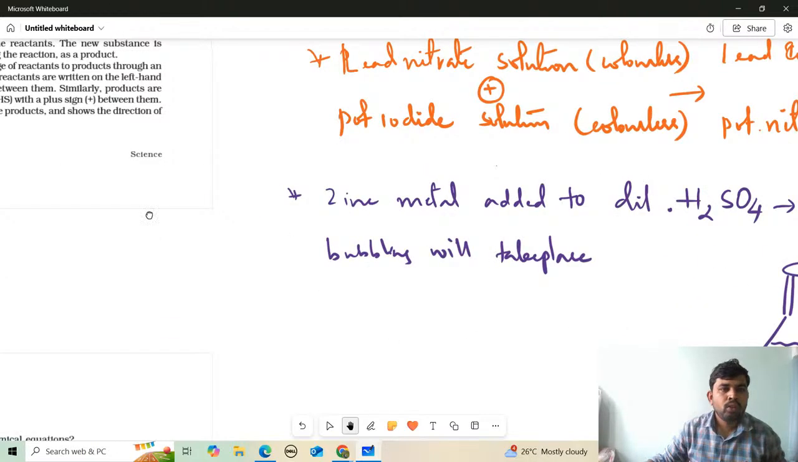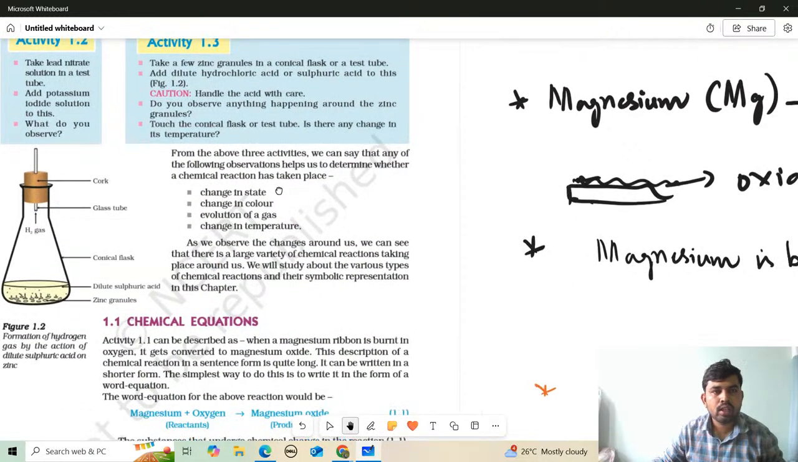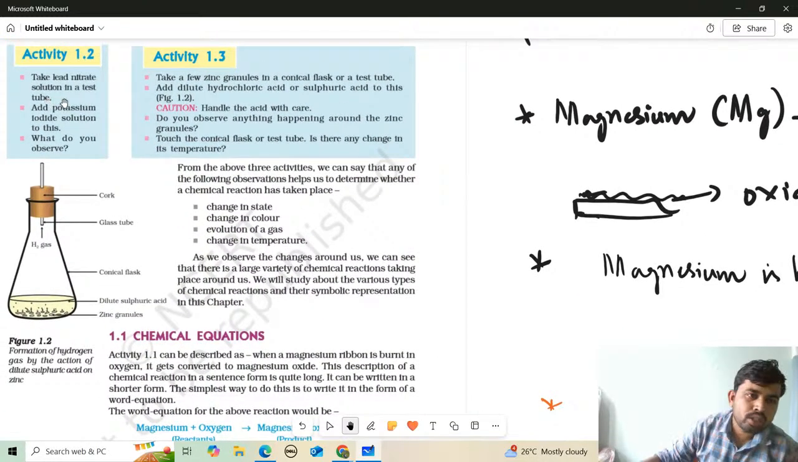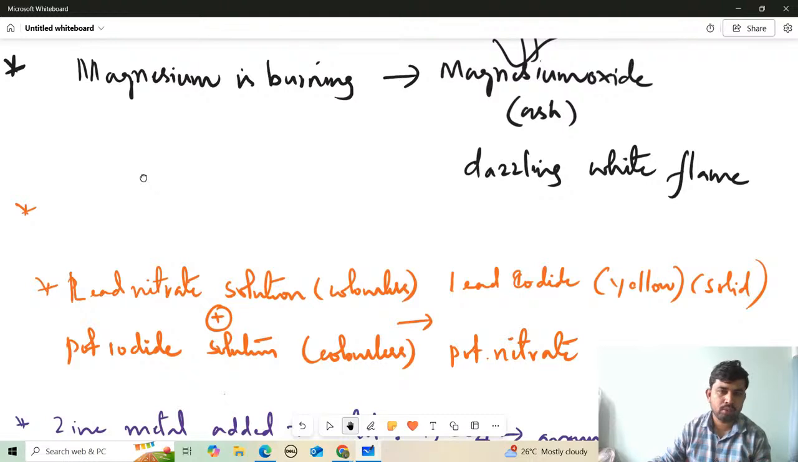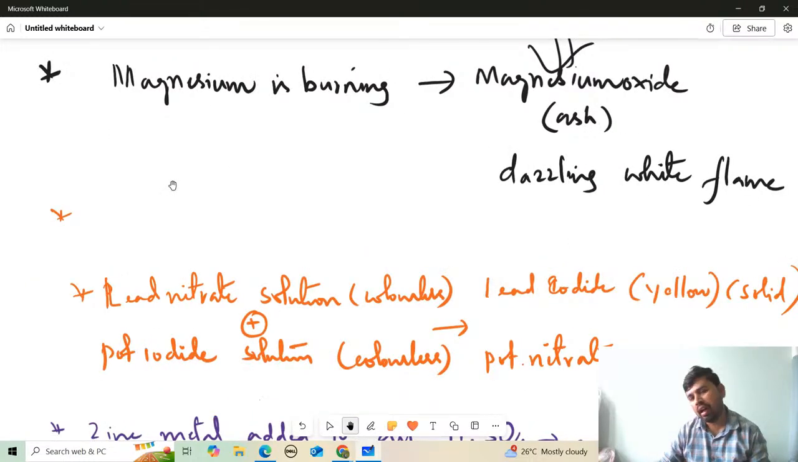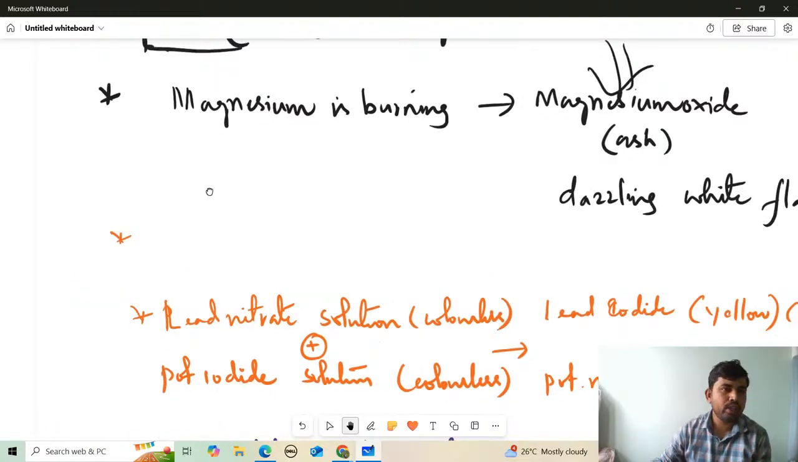You can see here, these are the three activities they have given. A few things I said: lead nitrate solution in a test tube is added to potassium iodide solution. What do you observe? There is a change in color. Both are colorless solutions, and after addition we get a new substance called lead iodide, which is yellow in color and an insoluble substance.